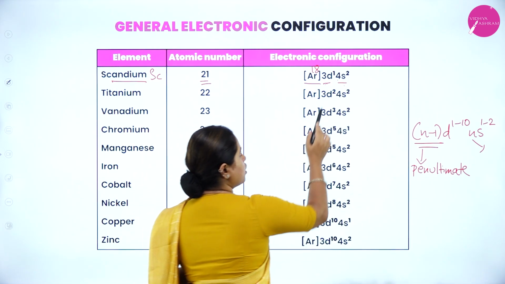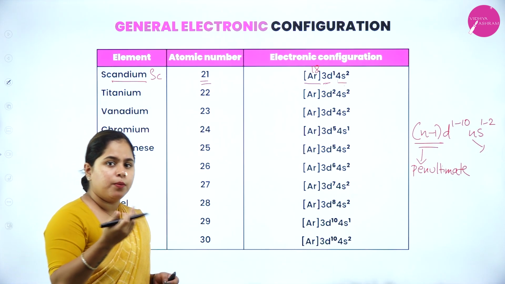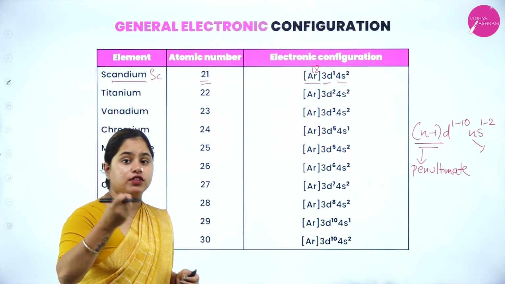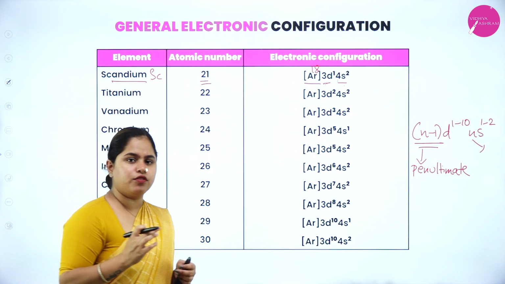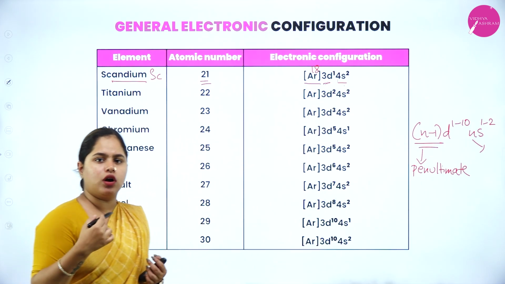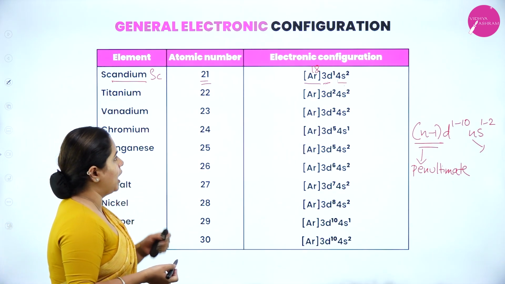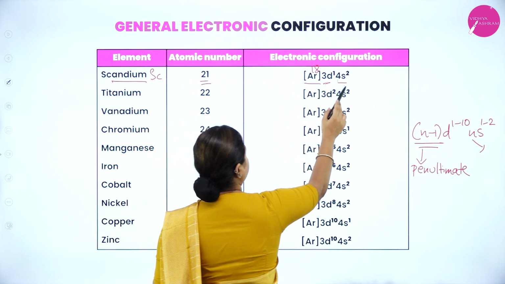So coming back to this, 4s will be your last shell, that is the fourth shell will be the last shell. But the previous one is the third shell in which the d orbital is present. So what you have to understand, the last electron always goes to the d orbital. That is why it is called a d block element and not an s block element, right? So coming back to scandium, it is argon 3d1 4s2.